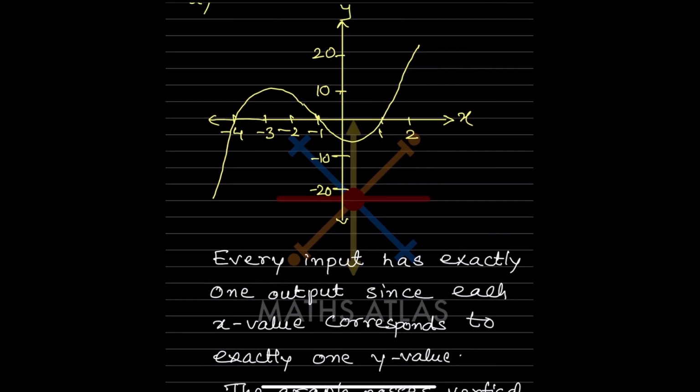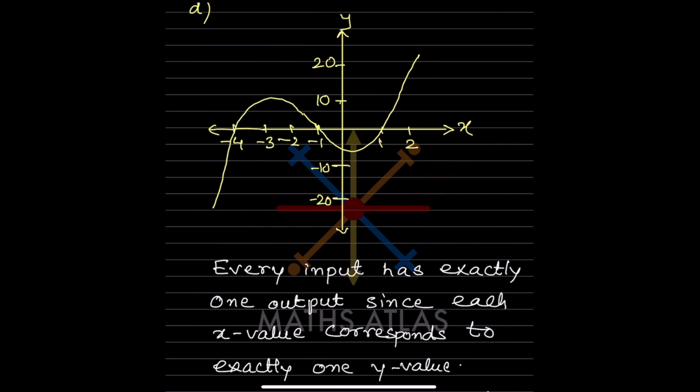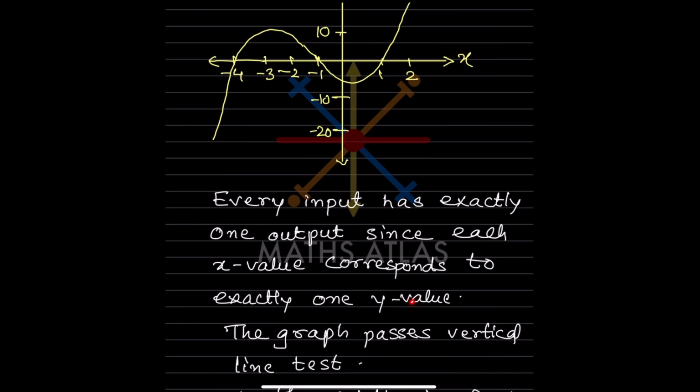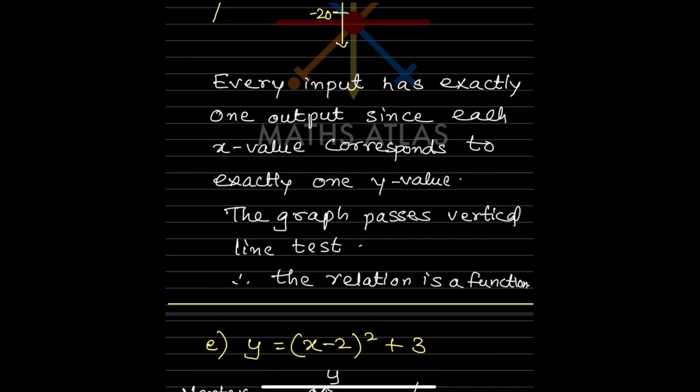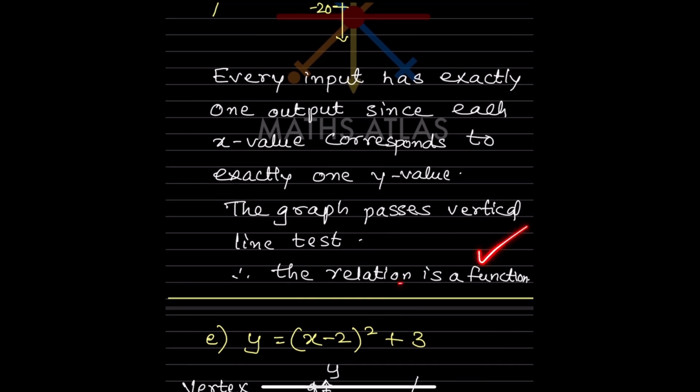So now we have to see whether this is a function. Can you see here, when you draw a vertical line, there is only one point where it intersects. So I can see every input has exactly one output, since each x value corresponds to exactly one y value. See, this is the point where it is meeting, here is the point, and these 3 on the x-axis. So the graph passes the vertical line test, so the relation is a function.